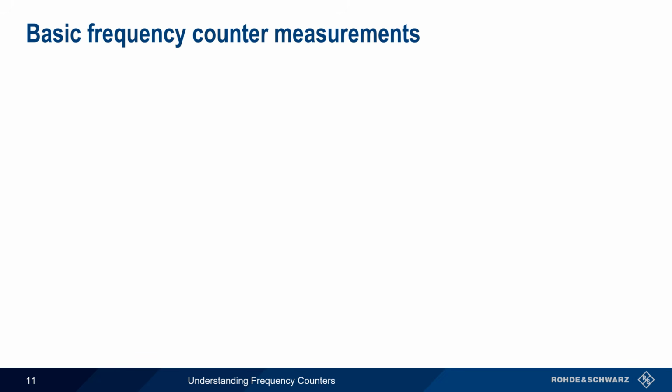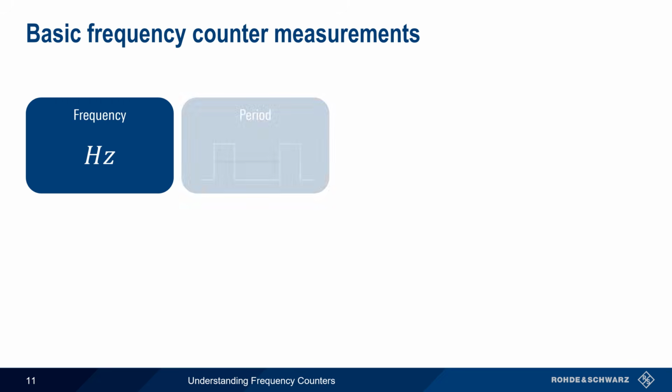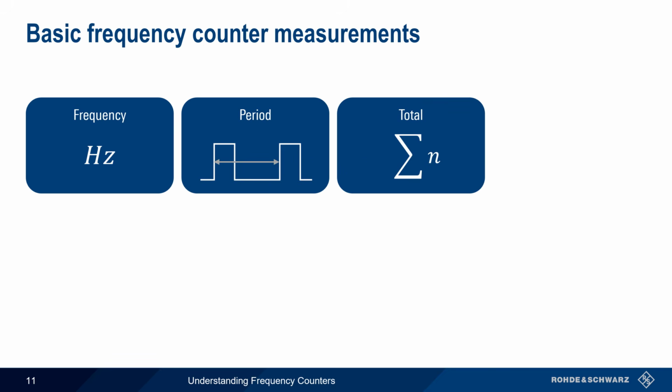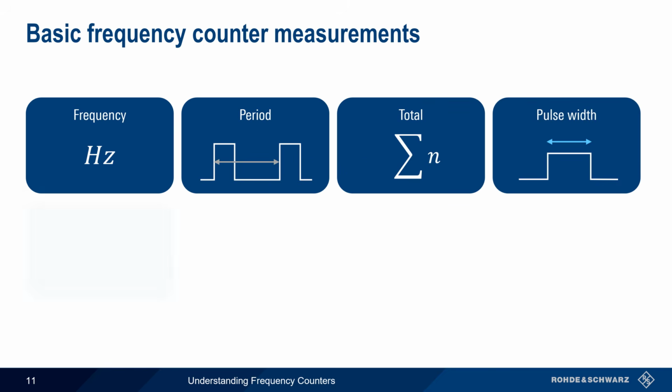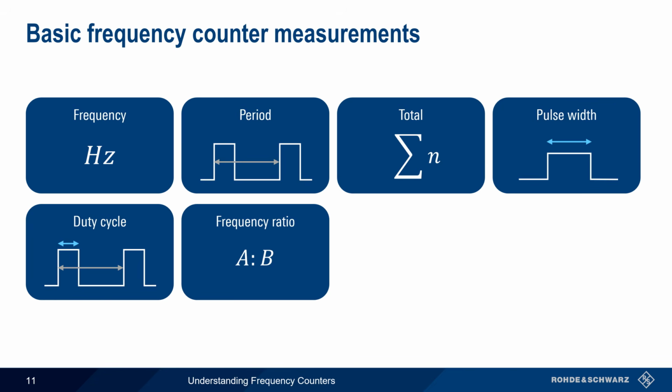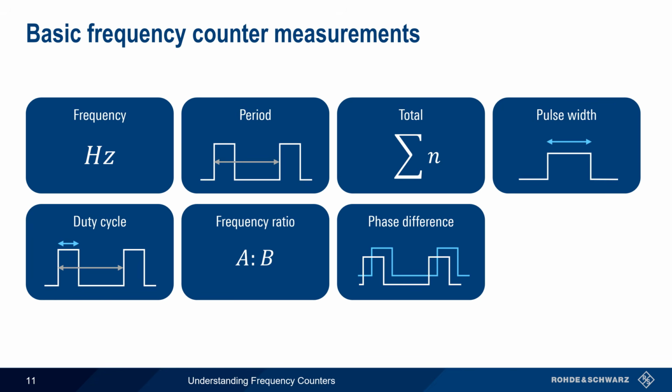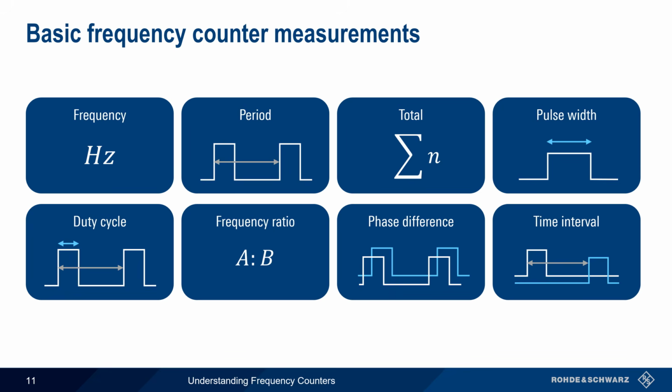Next, let's go over the most common frequency counter measurements. These are frequency, period, total, pulse width, duty cycle, frequency ratio, phase difference, and time interval. We'll start with the most basic of these: frequency, period, and total.